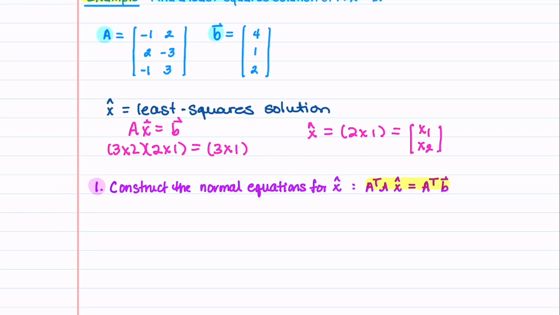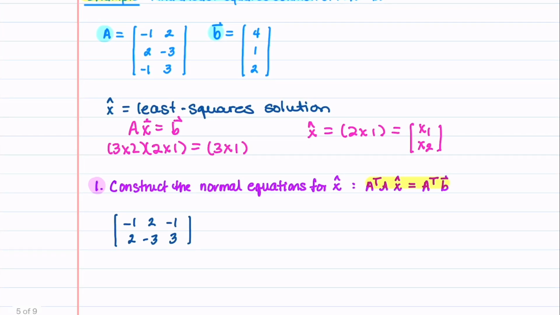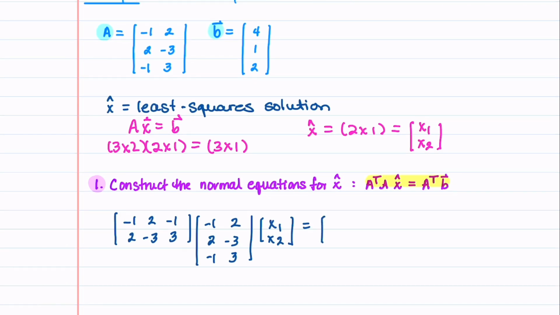We're going to start with A transpose. So we take matrix A, and the first row becomes the first column, and then we write the rest of the matrix. That's A transpose. And we're going to multiply this by matrix A, and then we multiply it by our x, which we just said is x1, x2. And then on the right-hand side, we have A transpose again, and we multiply that by our vector b that we're given up above, that's equal to 4, 1, 2.